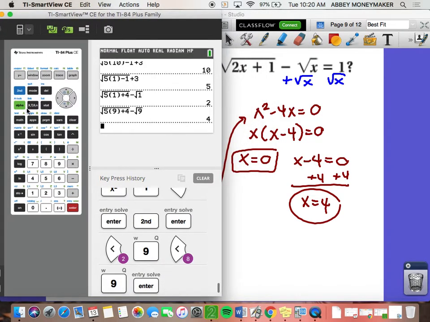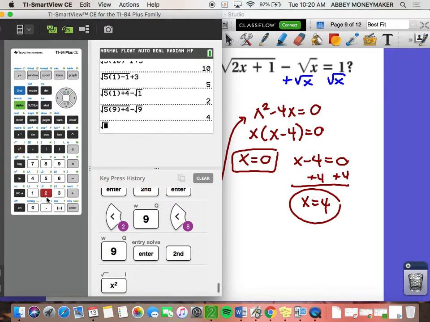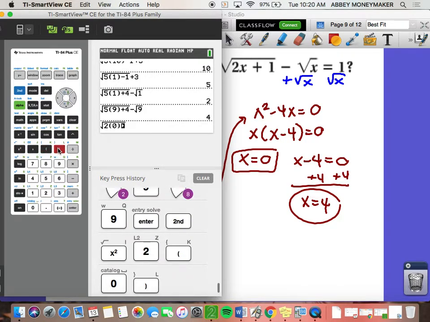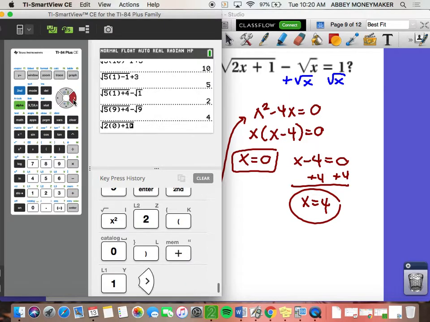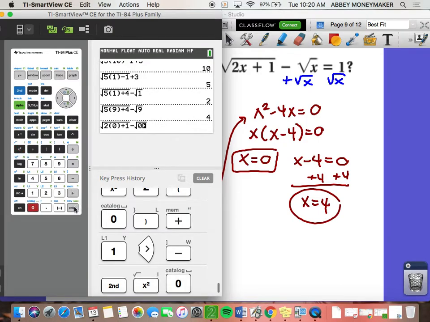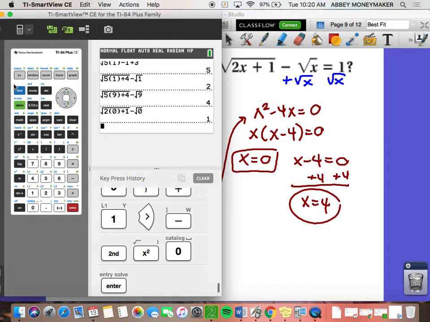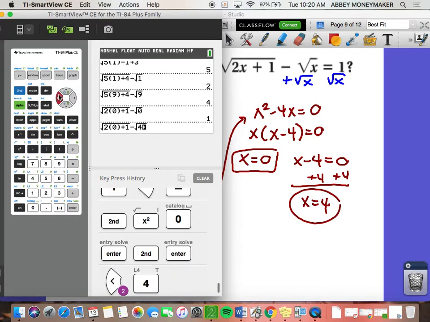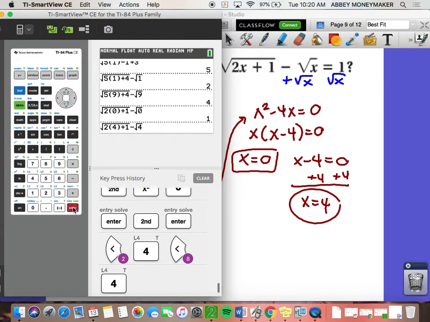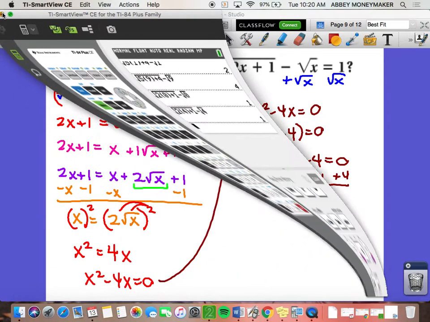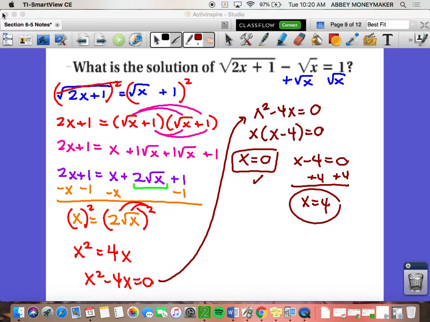Okay, so I have the square root of 2 times 0 plus 1, that's still under the radical. Okay, move outside, minus the square root of 0. Does that in fact equal 1? Yes, so 0 works. Okay, so I'm going to do my second entry shortcut, and I'm going to change that to a 4. And let's see if that gives us 1. And it does! Awesome, okay. So both of these worked out. That's great. All right.